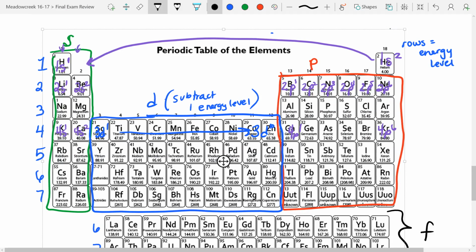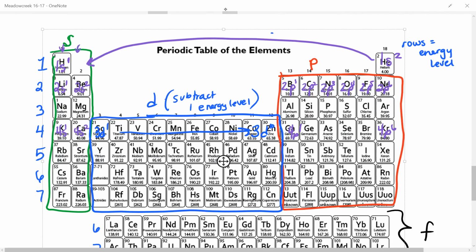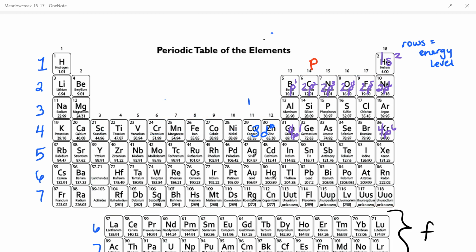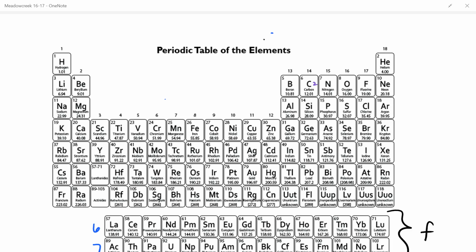Okay, back where I left off. The columns all have a number, so I'm going to erase some of this. That way we can see what's happening. But each column has a number, same as our rows.